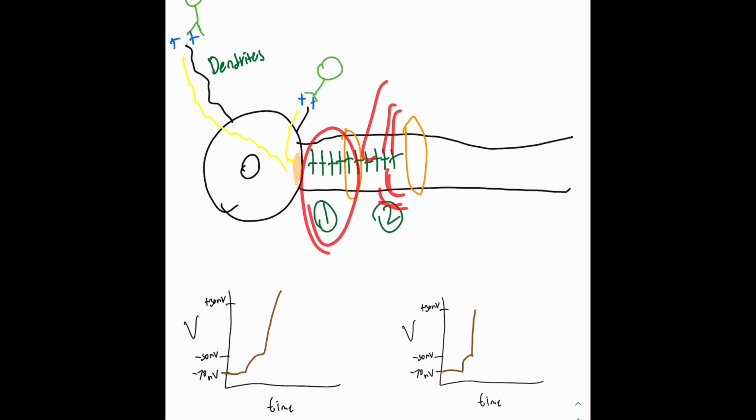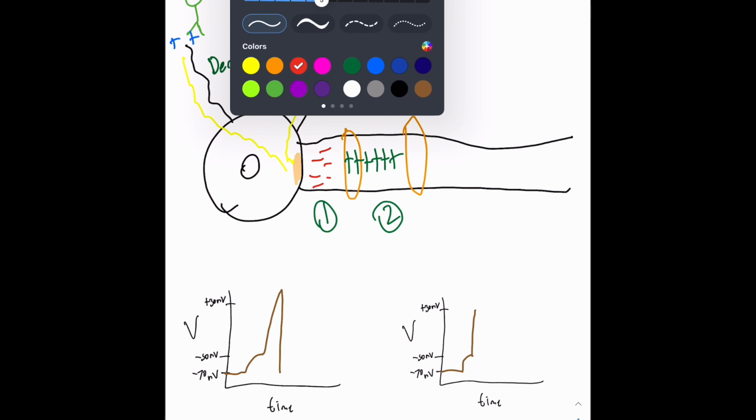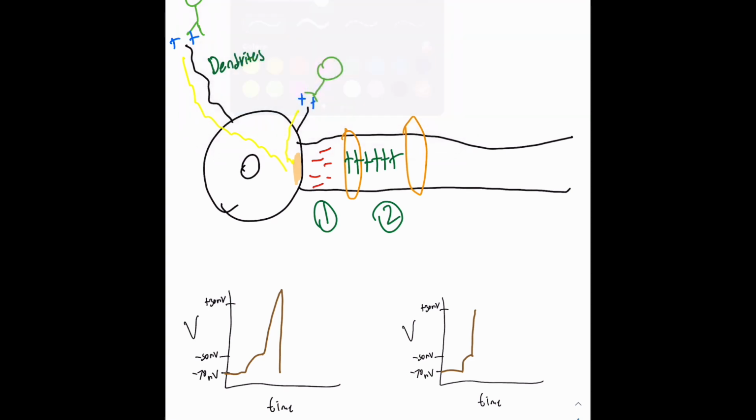But let's take a look back at area 1. We can expect to see a lot of potassium ions leaving the axon. And as such, we can see that depicted here as it repolarizes all the way back down to negative 70 millivolts. We can also expect for this area to become negative. And so at this point, we can see that it is right at negative 70 millivolts.